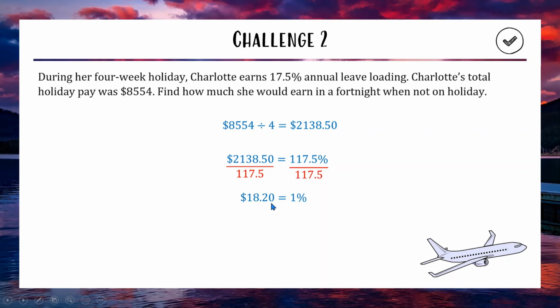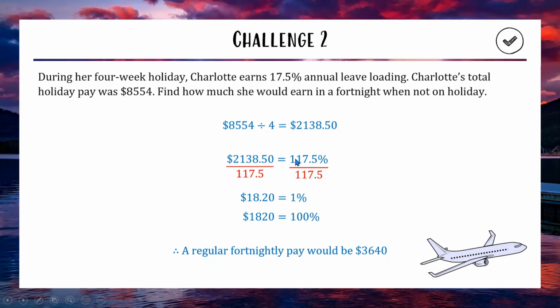This tells us that 1% of what Charlotte usually earns in a week is $18.20. So how are we going to get 100%? Well, we're going to take both sides and multiply by 100. 1 times 100 is 100%. If we times the left-hand side by 100, we get $1,820. So to finish, the question wanted us to find the regular fortnightly pay. So we take our weekly pay, which we just figured out, and we multiply it by 2.